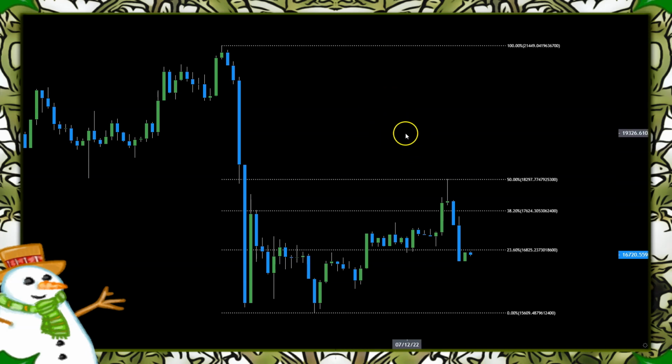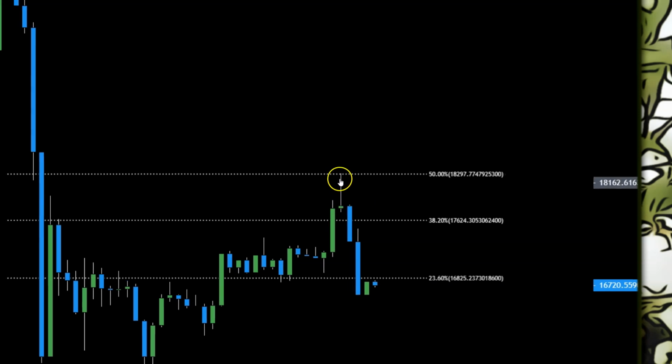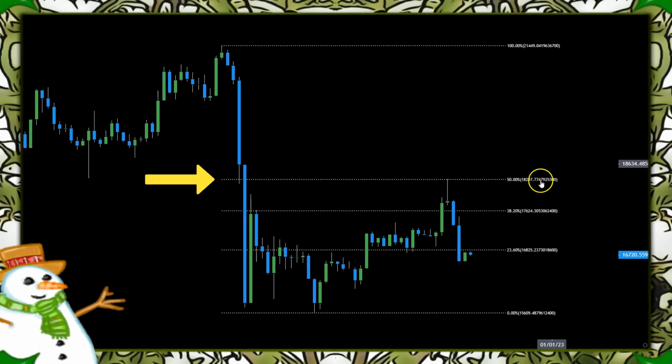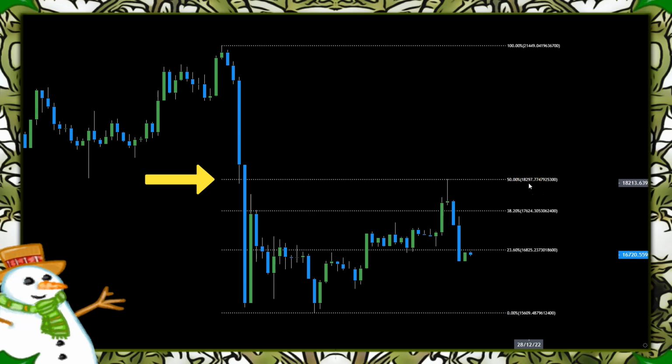This is not relevant for today's price action. Why? Because a couple of days ago, we bumped into a heavy resistance at the 50% retracement level. This level is for now serving us as a big kahuna resistance, and the wick of that candle is showing you exactly that. So this level of 18,297 proved its worth.